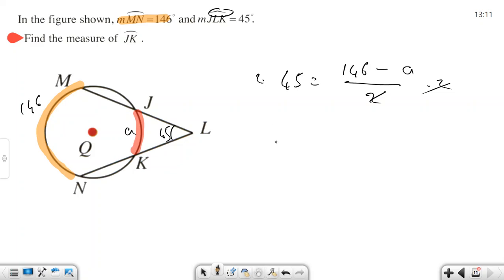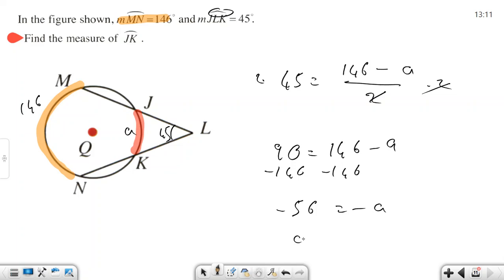If I multiply both sides by 2, 2 divided by 2 will be 1. 146 minus A here. 2 times 45 is 90. 90 equals 146 minus A. So minus 146 on both sides, it becomes minus 56 equals minus A. If you multiply both sides by minus 1, the minus will become positive. A equals 56. So JK equals 56. That's the end of the video. Thanks for listening.